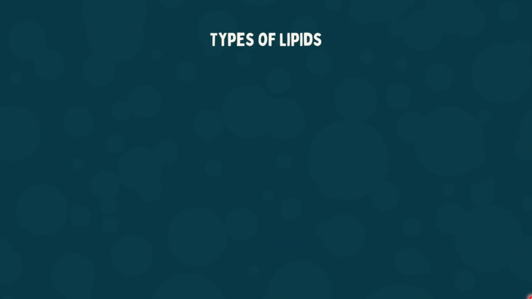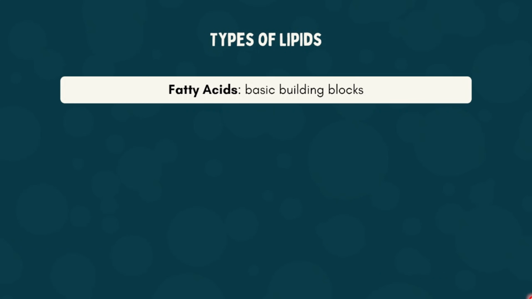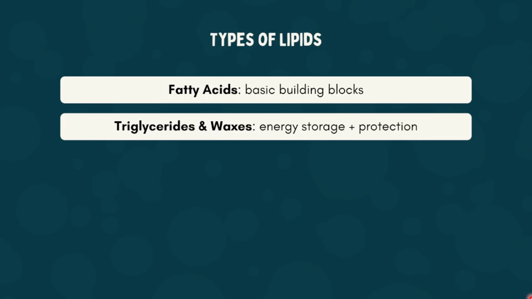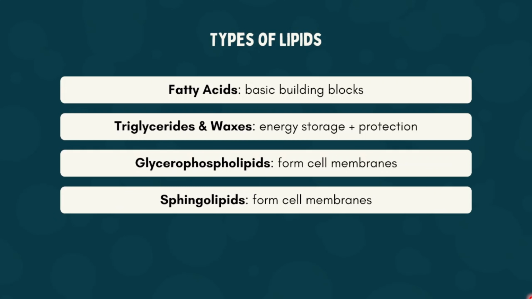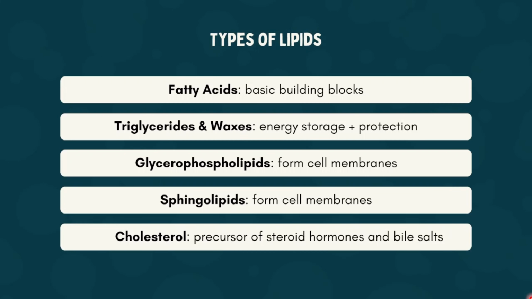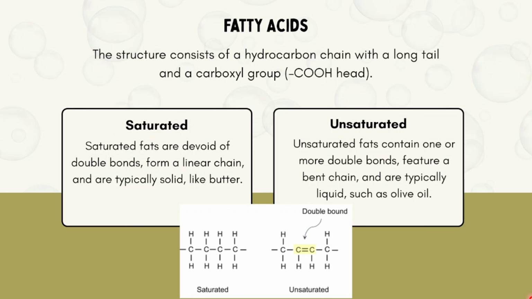So, the different types of lipids we have: fatty acids. These are the basic building blocks of virtually every other kind of lipid, as we are going to see. We have triglycerides and waxes, which are important for energy storage and protection. We have glycerophospholipids, which are a vital component of cell membranes. Sphingolipids are also another vital component of cell membranes, and cholesterol, which is a precursor for steroid hormones and bile acids. So we'll be starting off with fatty acids.